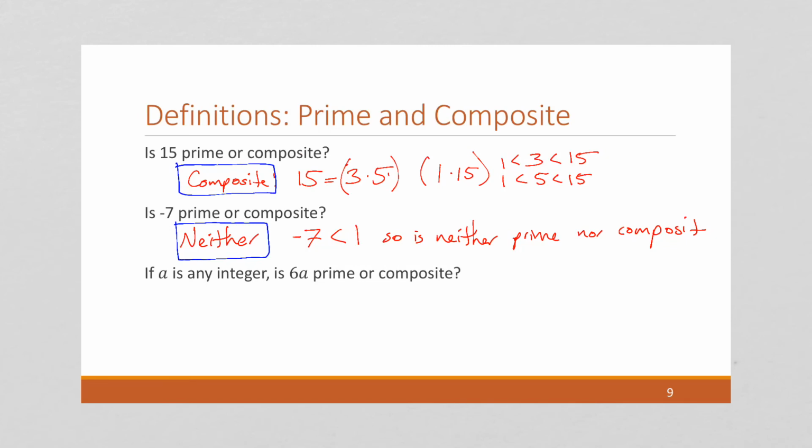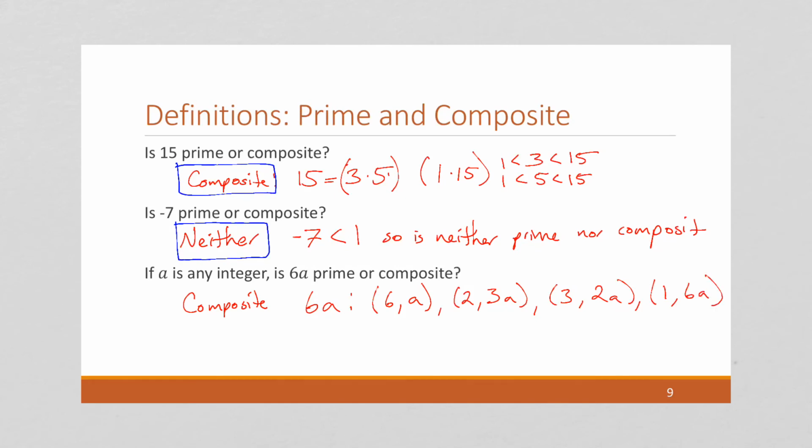Okay, and this last one. If a is any integer, is 6a prime or composite? Well, I'm going to say it's composite because 6a has at least the following factors. We could multiply 6 and a. We could multiply 2 and 3a. We could multiply 3 and 2a. And then, of course, there's always 1 and 6a. But because we have multiple different factor pairs, this is going to be a composite number.